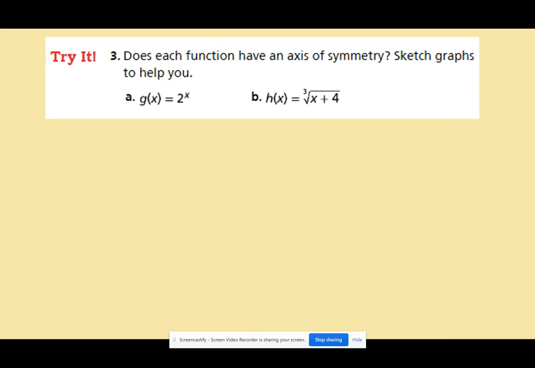Okay, so go ahead and try these ones. Again, go to desmos.com/calculator, pause your video, come back when you're ready to check your answers.